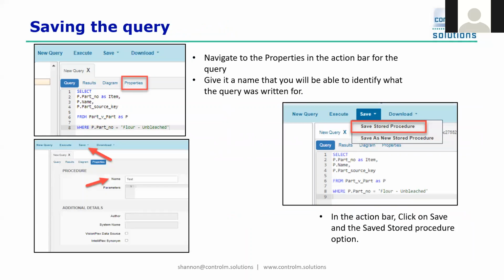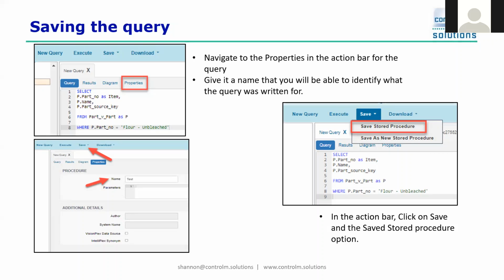Let's go ahead and save this query. And we can run the query later or open it back up to add more tables and columns to it as we need to. Below the blue action bar, you'll see a Properties tab. And if we click on that, we'll see the option to give it a name we want. Otherwise, Plex is just going to generate its own non-descriptive name. Once we have the name of our query entered, we can click back to the Query tab or click Save in the action bar and then Save Stored Procedure.